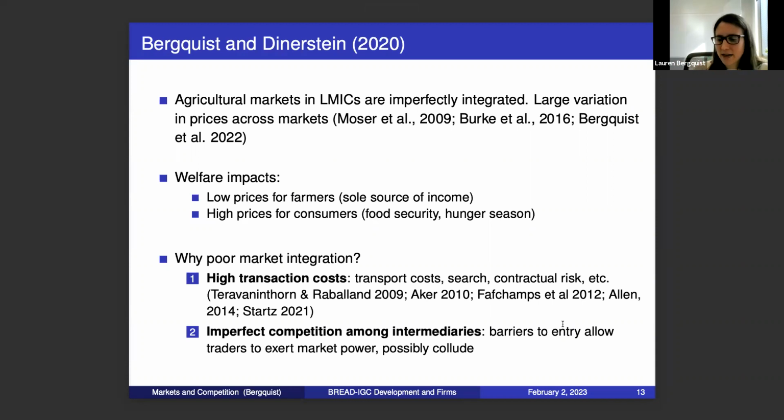And the idea in this context is that there are not large legal barriers to entry, at least not ones that are enforced, but there are large de facto barriers. So you have to have a good deal of working capital, also a network of contacts to enter into the industry. And the idea is these barriers might allow the few intermediaries who are able to overcome them to exert market power and potentially even collude.